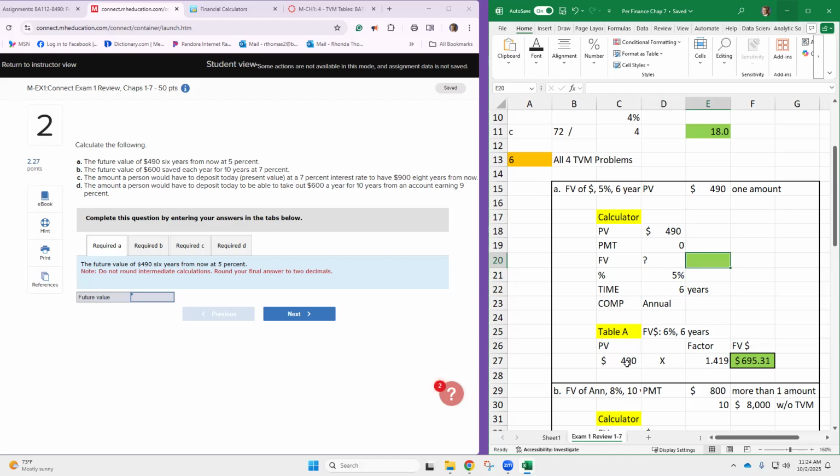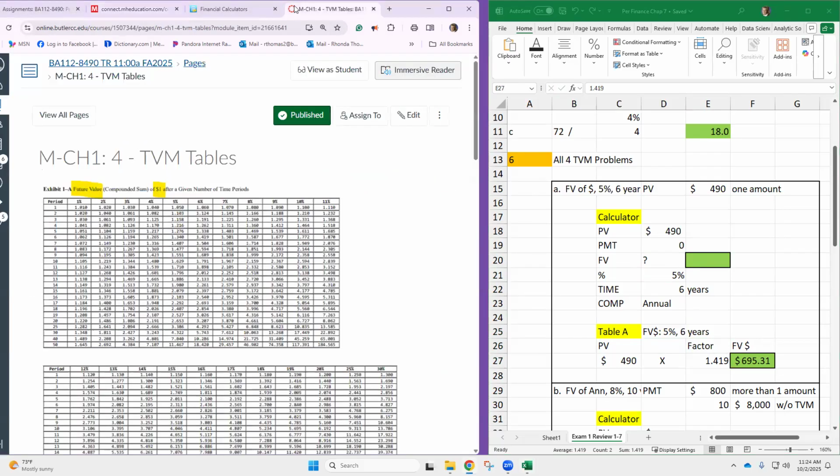You're going to get another set of numbers. This is going to be using table A. We're looking for the future value of one amount in 6 years at 5% for me. Okay, so you put yours in, and I'm going to use my table first. Okay, so I'm going to go to the table. And this is the first table. This is using table A.